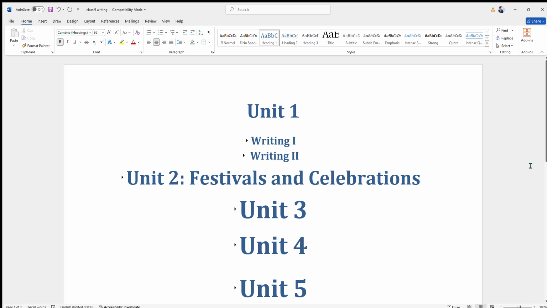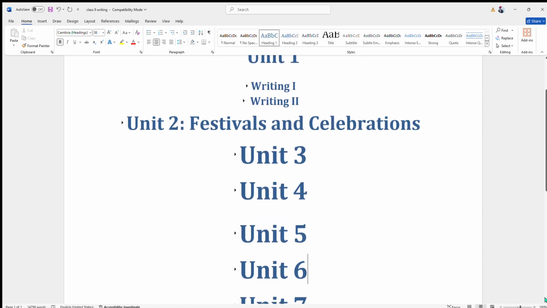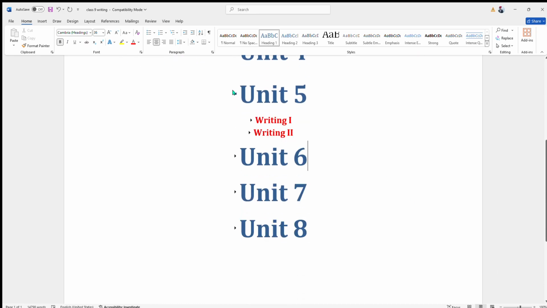Today we will move towards unit number 5, as we have completed units 1, 2, 3, and 4. Today we will discuss unit 5. Let's see. In unit 5 also there are two writing sections, writing 1 and writing 2. Let's see what is given in writing 1, unit number 5.